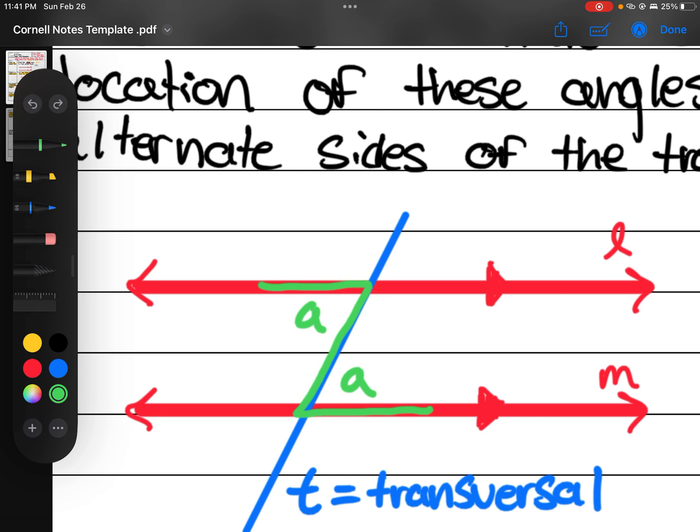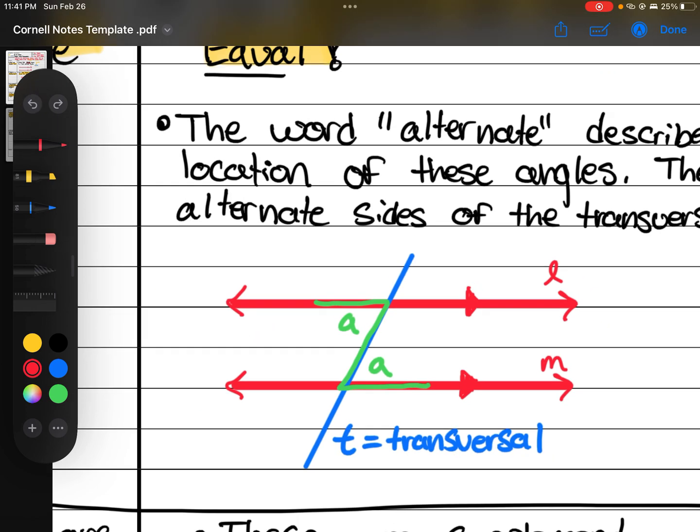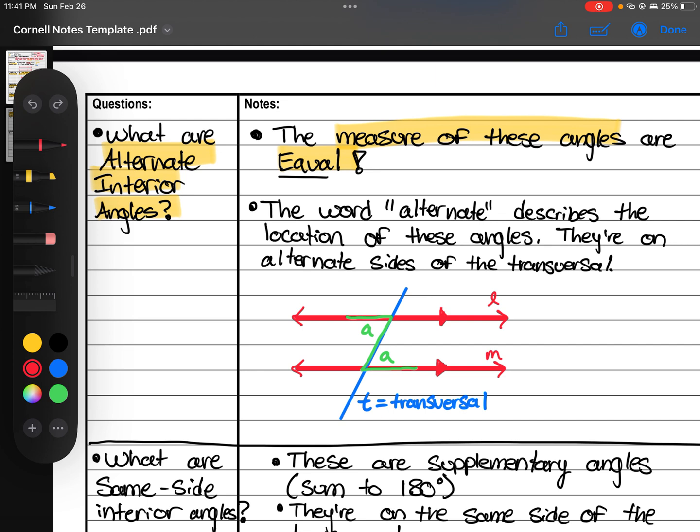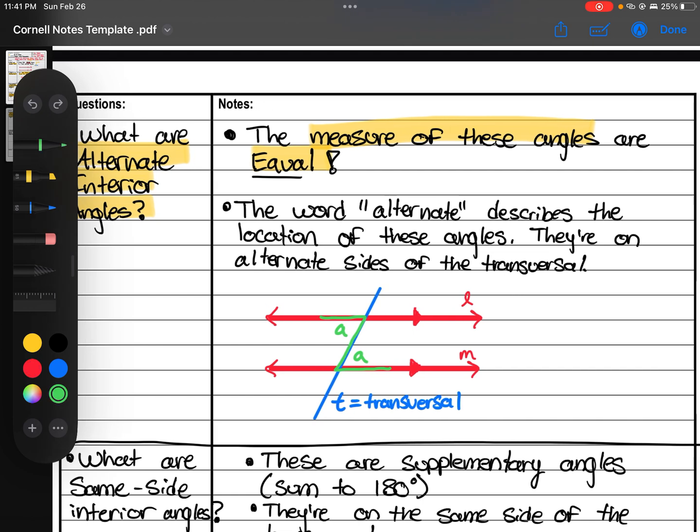Those are going to have the same angle measurement. So if for some reason I told you this was 30 degrees here, this would also need to be 30 degrees there. That's our properties of alternate interior angles. So that is how I remember what alternate interior angles are. These are going to be congruent.